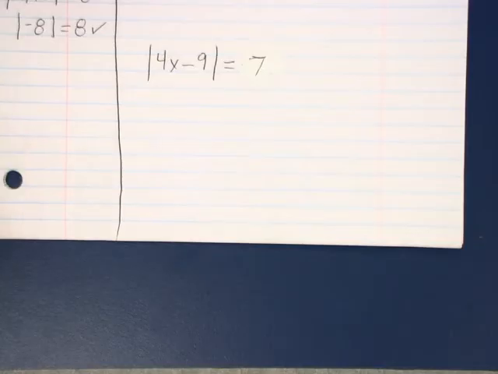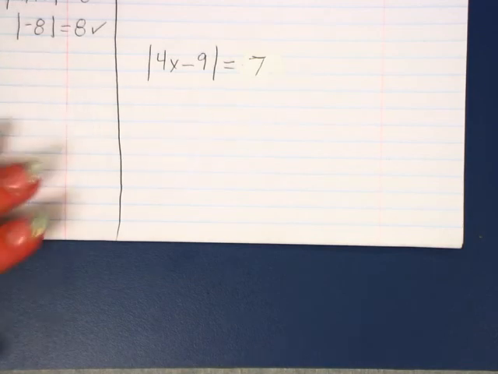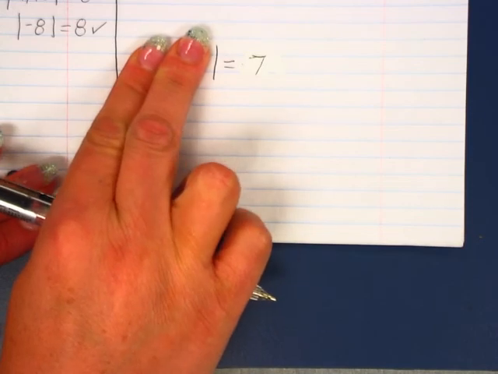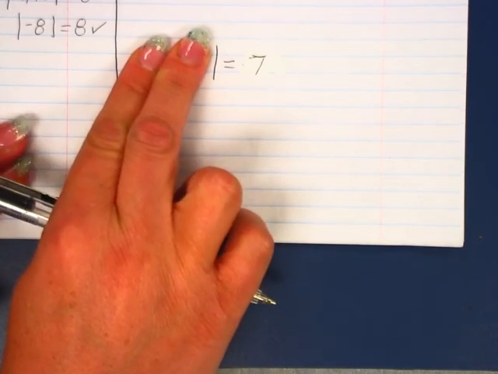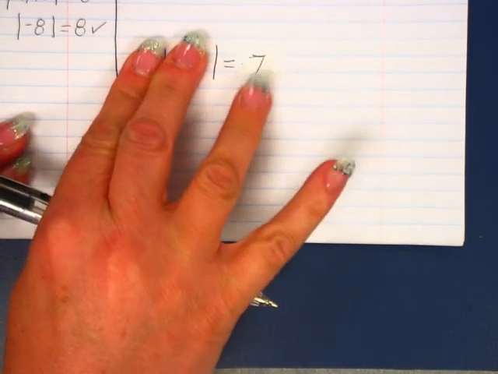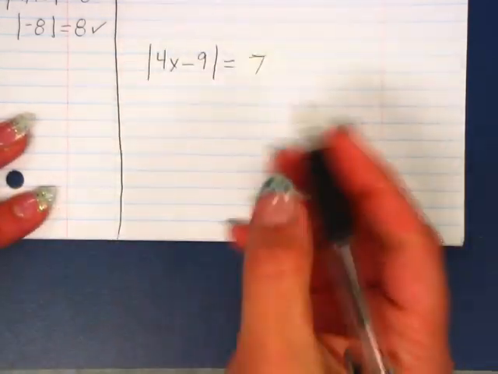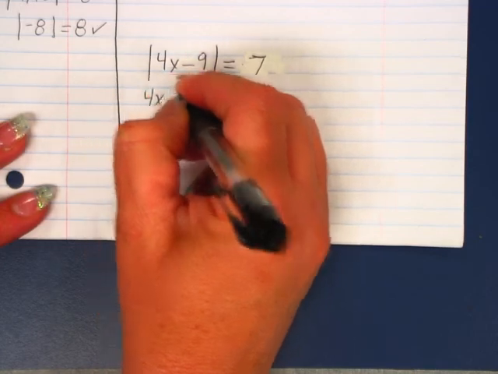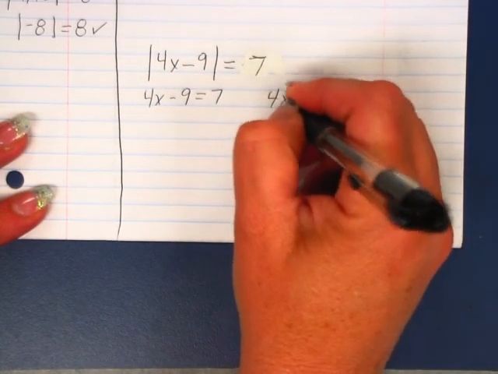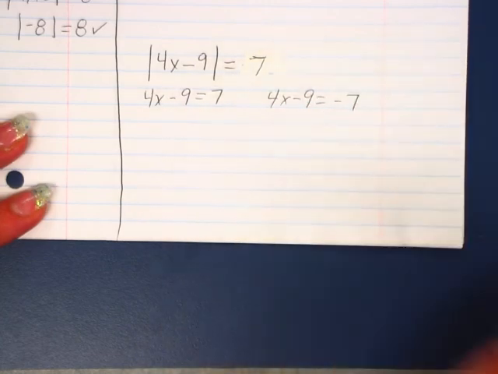Okay, so now this one's a little more difficult. We know that what's inside of here, we want it to equal 7 or negative 7, because if there's a 7 in here, we get the answer of 7. If there's a negative 7 in here, we get the answer of 7. So what we're going to do is take that inside part and say, well, I want it to be 7. And then I want to know, what does it look like if it's negative 7?